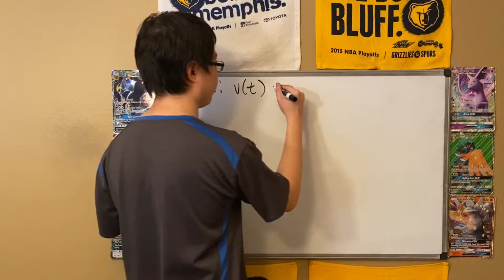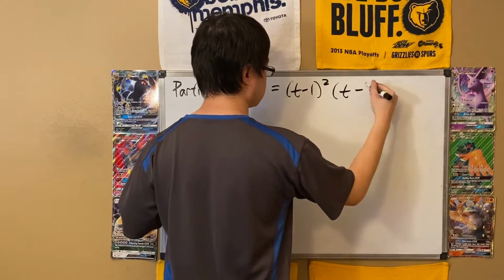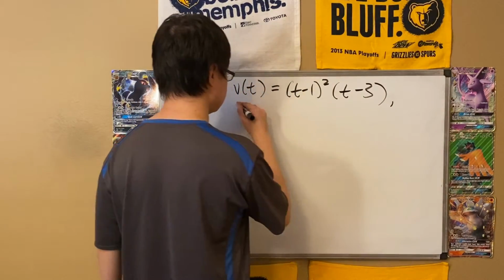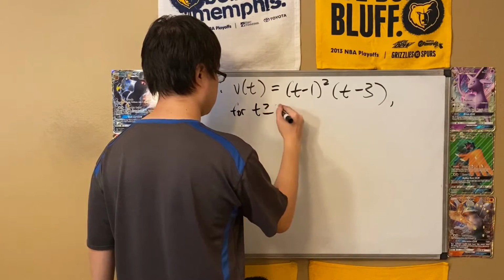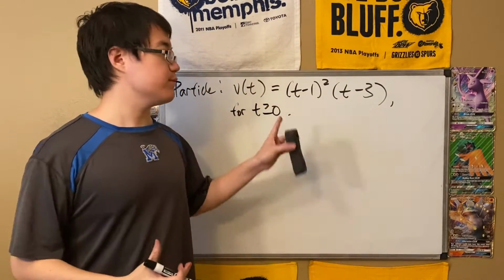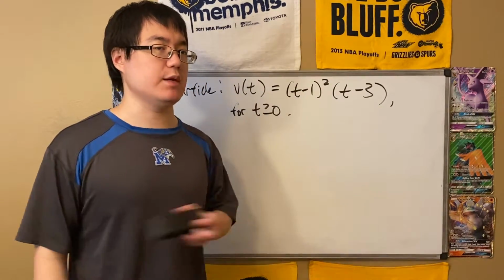So in this case, we're going to start off with velocity. It's going to be (t minus 1) squared times (t minus 3). And we're going to have time be greater than or equal to 0. This is often a given in particle motion questions because t is time, of course, and we only want time to be positive or 0. We don't want time to be negative.